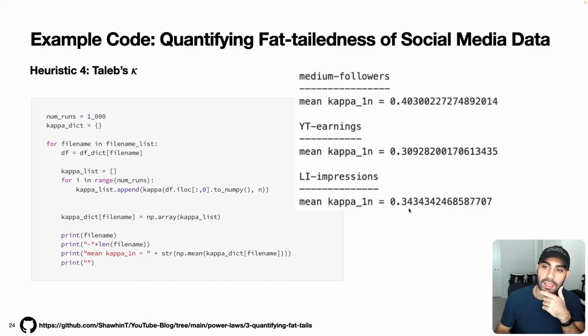The story we're getting here is that medium followers is the most fat-tailed because, again, the larger the kappa, the fatter the tail, followed by LinkedIn impressions, and then followed by YouTube earnings. Based on all these heuristics and looking at the plots and stuff, it's pretty clear that medium followers is the most fat-tailed of the 3 distributions, with YouTube earnings and LinkedIn impressions being kind of debatable which of the 2 is more fat-tailed.